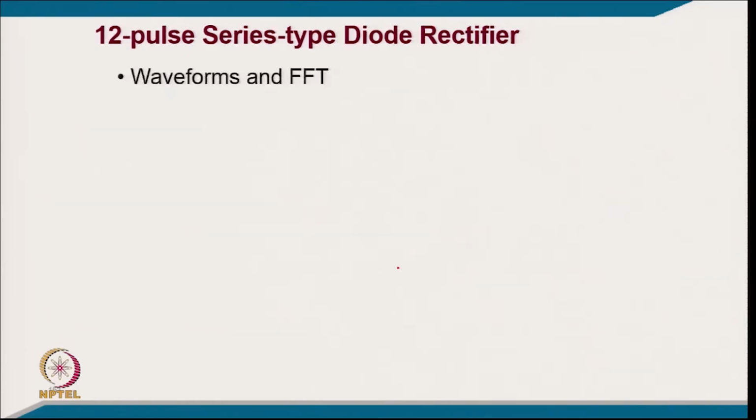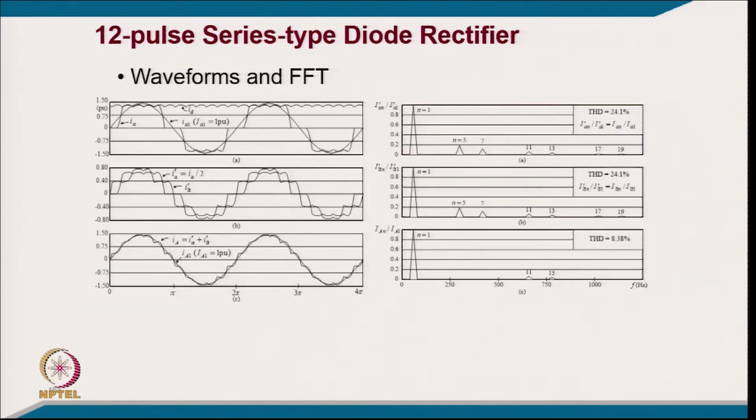So, coming to the waveform and the fast Fourier transform of it. You can see clearly here the load current, which is almost like a DC. Then we have one 6 pulse current, where the fundamental is shown here, and another 6 pulse current. You have both, and when you add them, you get this kind of current waveform, which is really the current drawn from the supply for a particular phase.